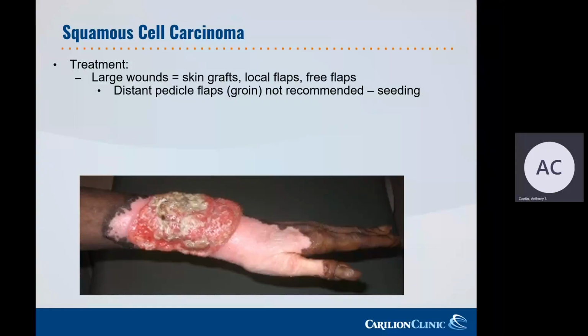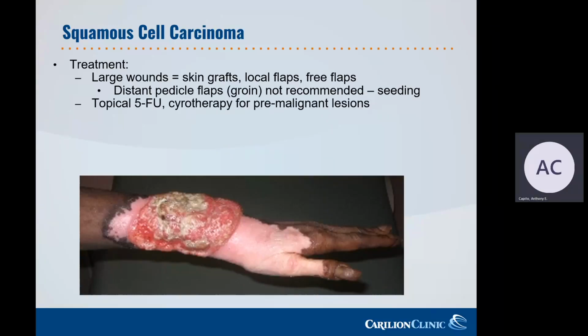These can be quite large. For large malignancies like this, may require skin grafts, local flaps, or free flaps. We will talk about this more in the case presentation with our in-person talk for this subject. Usually don't want to do a distant pedicle at the same time. If you have an incomplete resection, now you may see the new anatomic area, so a groin flap will be a bad idea to do at the same surgical setting as resection of this large mass.